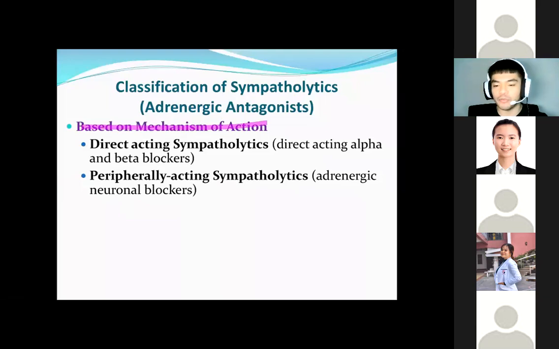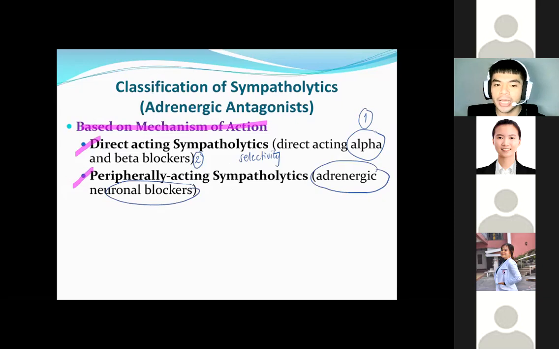So based on mechanism of action, we have two classes of adrenergic antagonists. Number one are the direct acting. Na-discuss na natin to kahapon or kanina, I guess. And then peripherally acting sympatholytics. Regarding direct acting sympatholytics, we have two classes based on selectivity of action. These are alpha blockers and beta blockers. Yan ang i-discuss natin later. And then for the second group, we have the peripherally acting sympatholytics, and these are generally called adrenergic neuronal blockers.